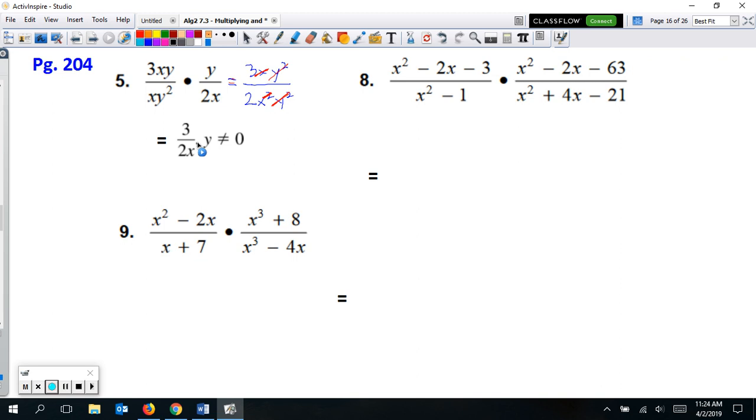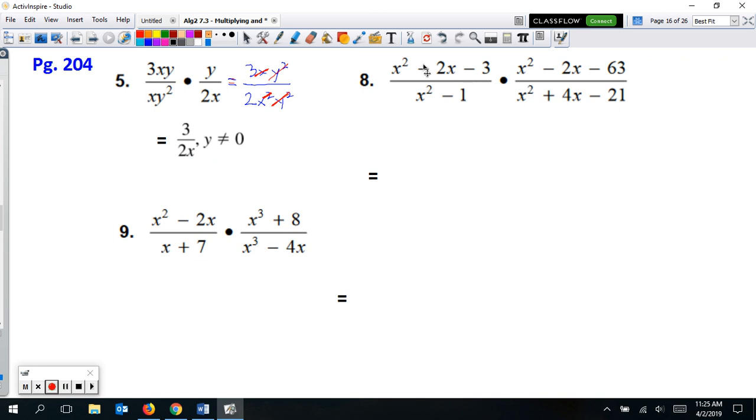And so down here when we see the answer, we're going to see the 3 over the 2x, but we also have to include this little piece here with y can't equal 0, because back in the problem, y couldn't equal 0 there. So we don't need to say x doesn't equal 0, because we can see that from the answer. It's x is still at the denominator in the answer.